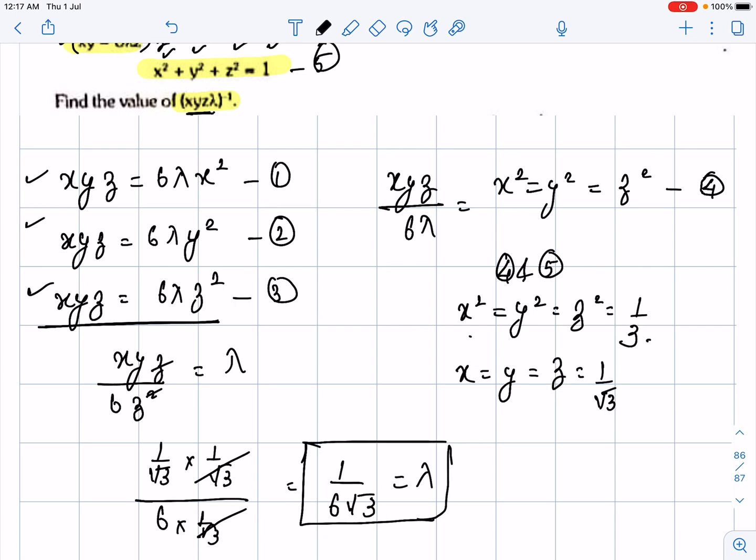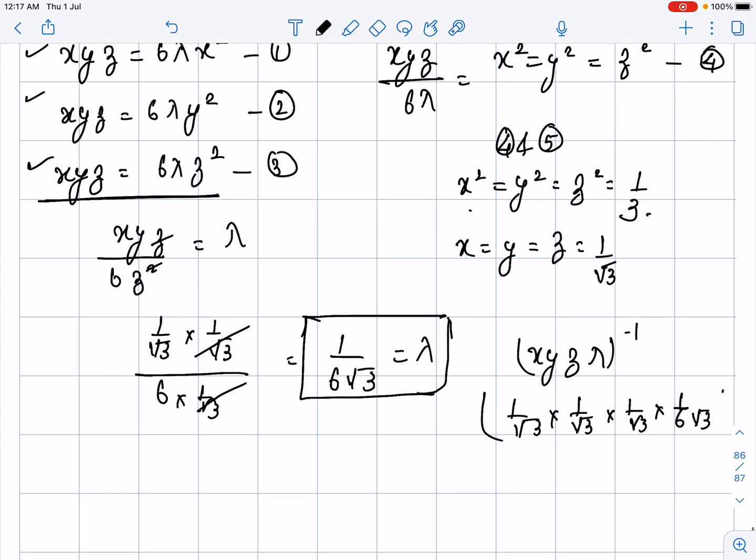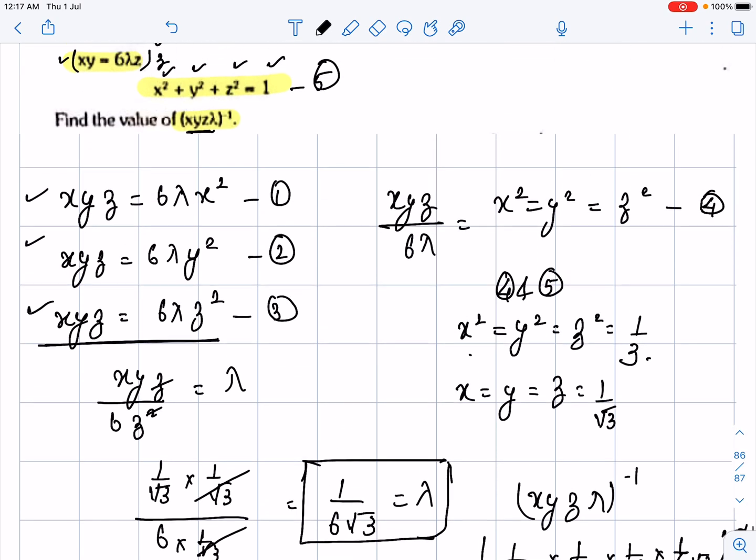Now guys, making use of the values of x, y, z and lambda which we have achieved over here, I would have to get the value of x, y, z lambda to the power minus 1. So the value of x, what do we know? 1 by root 3. The value of y is 1 by root 3. The value of z is 1 by root 3. The value of lambda is 1 by 6 times root 3, whole to the power minus 1. So that means I would have to reciprocate everything. That means root 3 into root 3 into root 3 into 6 root 3 will be generated over here. That means 3 times 3, that is 9, multiplied by 6, 54 will be the right answer for this question. Hope you guys have understood it, and enjoyed it.